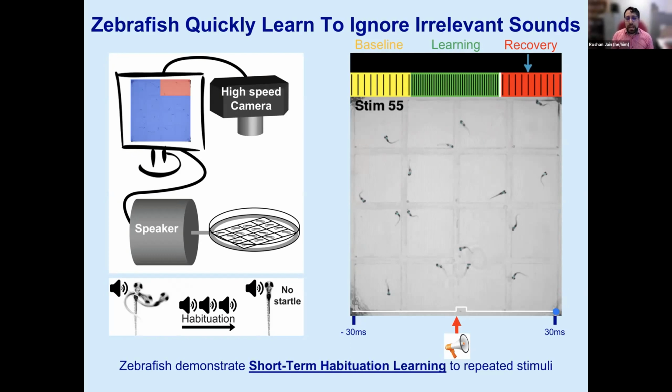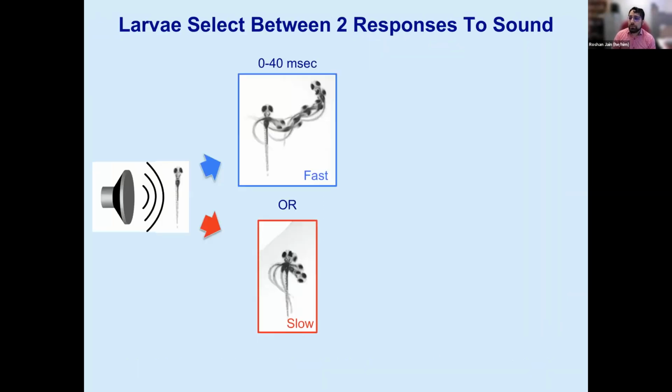So this behavior is modulatable, but it's also a great system for studying the selection of behaviors. Because here I've just been describing this as a single startle response, but fish actually select between two different behaviors when they're confronted with a sudden sound. For the purposes of this talk, I'm going to be calling them the fast and the slow startle behavior. For the aficionados out there, in the literature it's called the short latency C start and the long latency C start. But for our purposes, we'll call them the fast and the slow response.